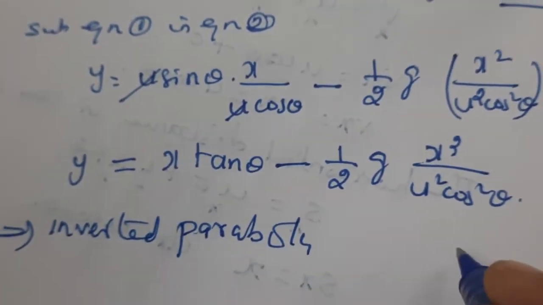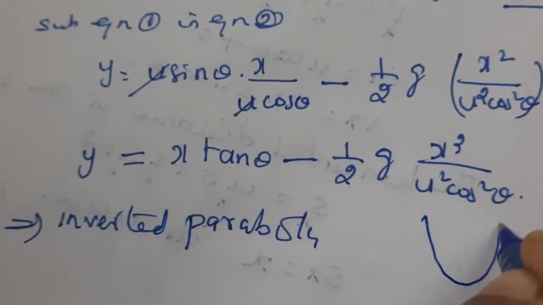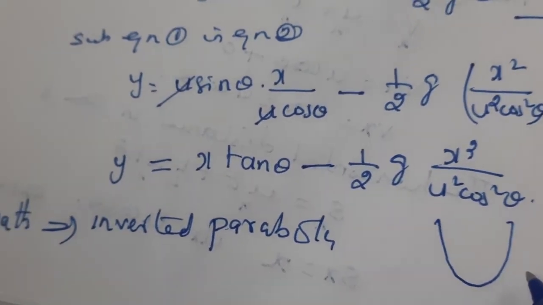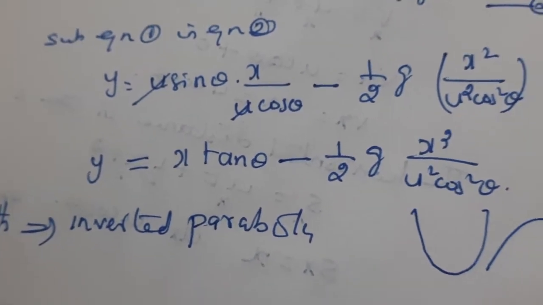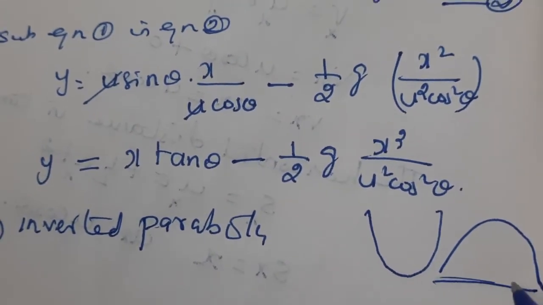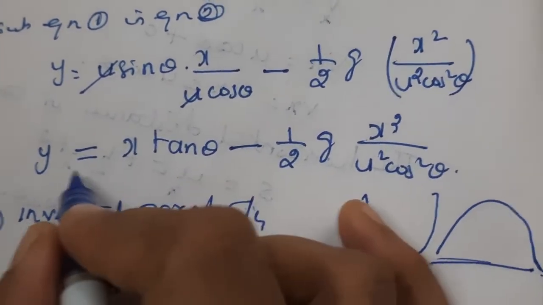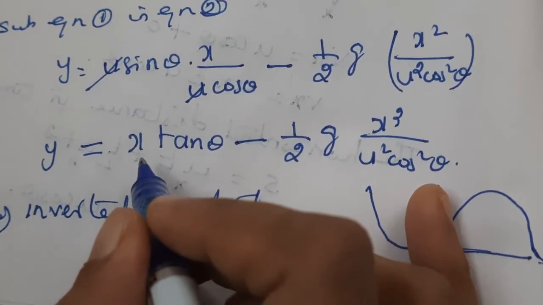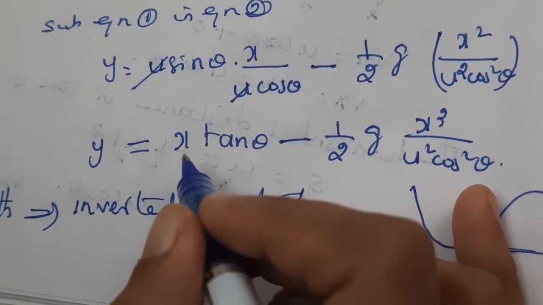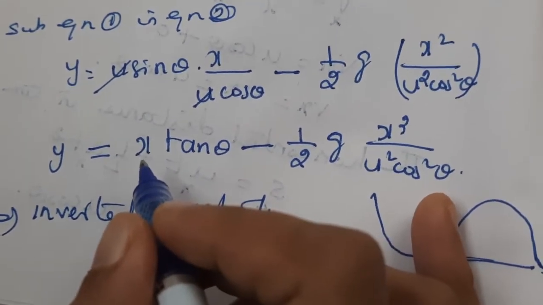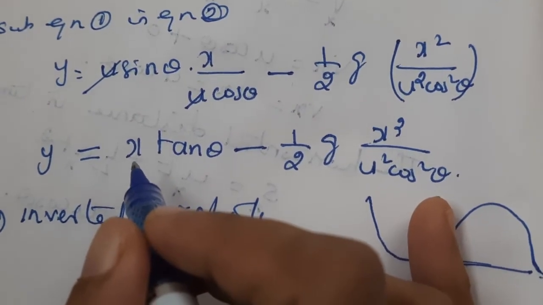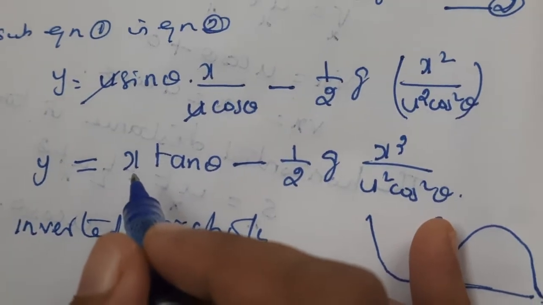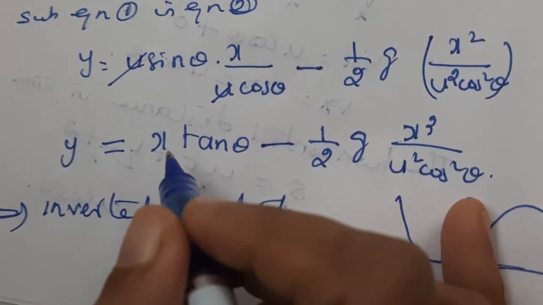You may have learned about the parabolic path. This is the parabola. Here we are throwing the object at an angle to the horizontal direction, so it goes in this manner. This is called the inverted parabola, and this equation is similar to the equation of the parabola. You have to learn the horizontal projection first, then only you can understand the angular projection. If you follow the first one, the second one is very easy.